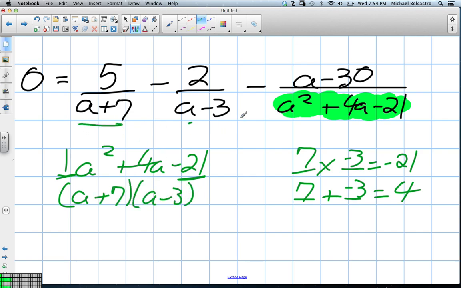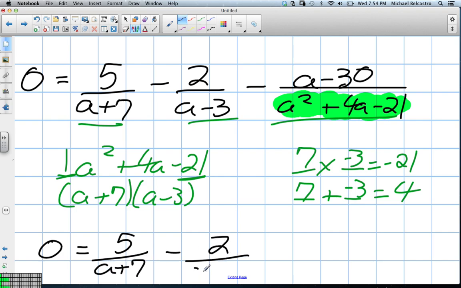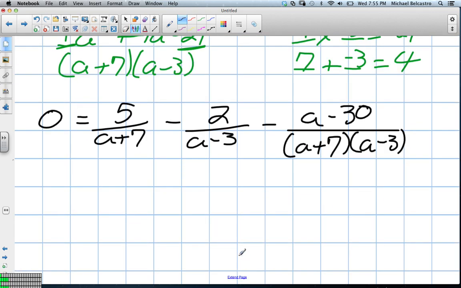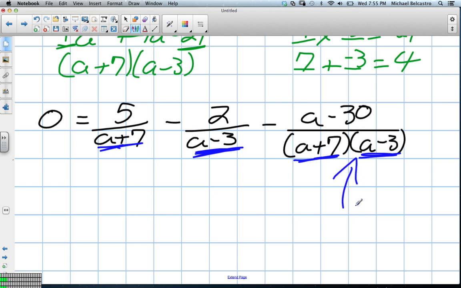Great. Those are two of the terms we have up here. So we factored this. I'm going to rewrite it. 0 equals 5a plus 7, minus 2a minus 3, minus a minus 30, divided by a plus 7, a minus 3. That actually gives us a hint to what we want our other denominators to be, right? This one has an a plus 7, so does he, and this guy has an a minus 3, so does he. This is the denominator we're essentially looking for.